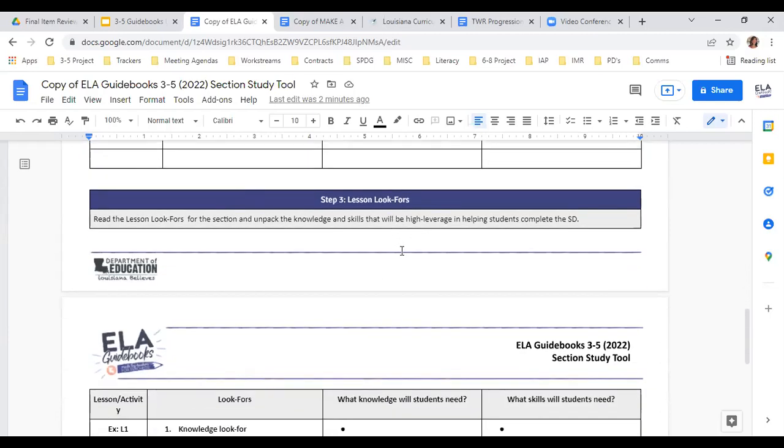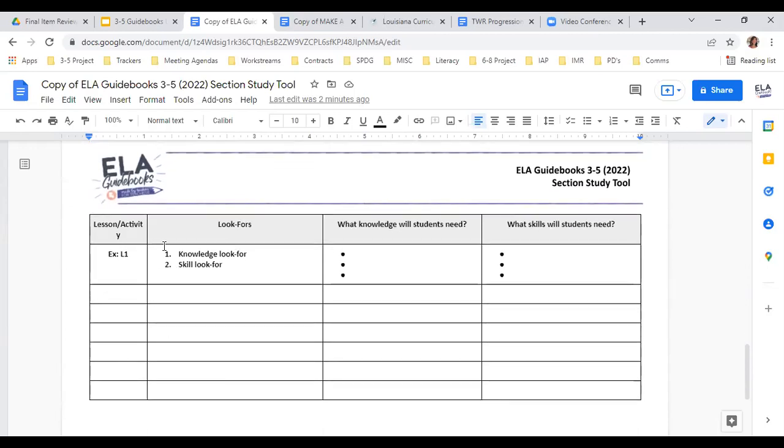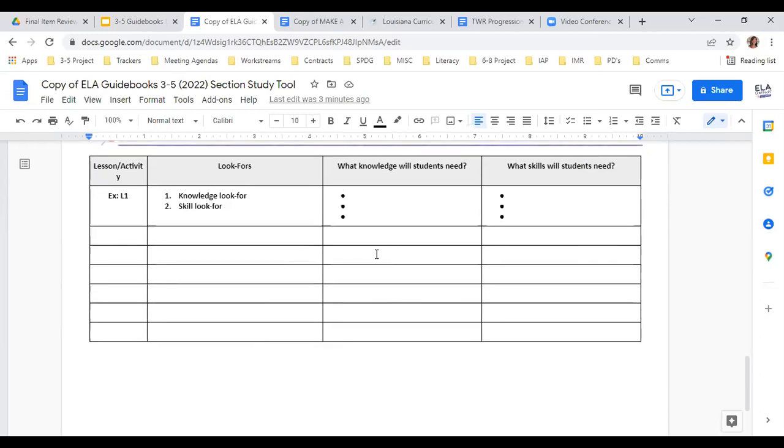And then finally, in that step 3, we're looking at those specific look-fors in each lesson that are going to help teachers monitor student progress and be able to identify what knowledge and skill from that lesson students are going to be using to get those little puzzle pieces together to access the section diagnostic and in turn later access the culminating task.